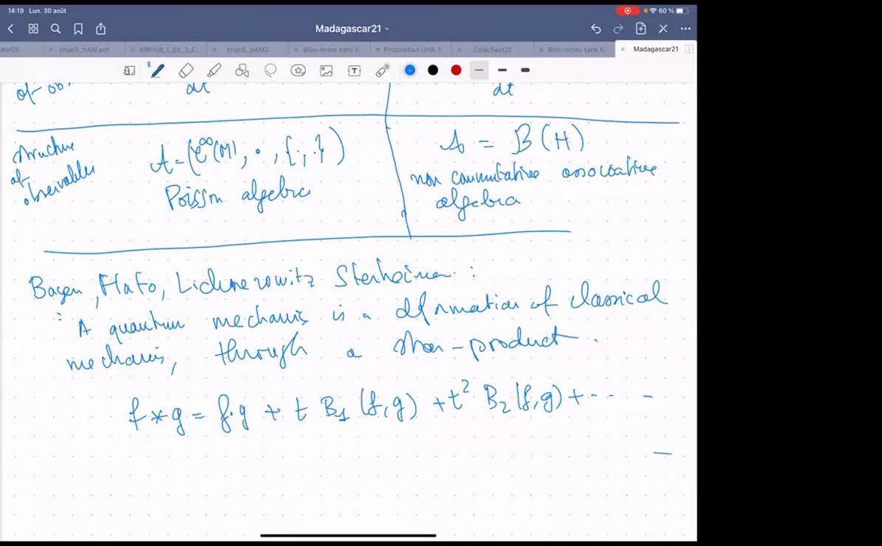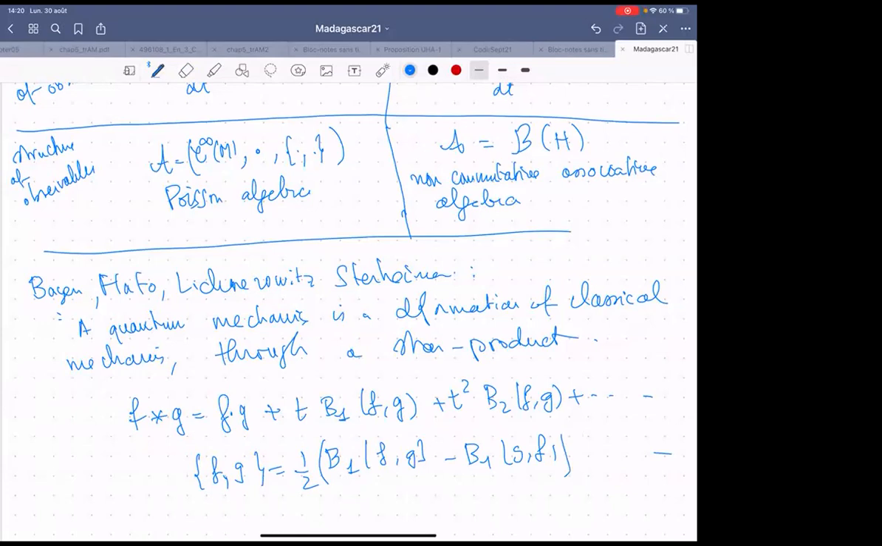Here, of course, B1, B2 are bilinear maps, and they are related to the Poisson bracket. In fact, the Poisson bracket {f, g} is one half of B1(f,g) minus B1(g,f). Okay, oh, sorry. This is the relationship between them.